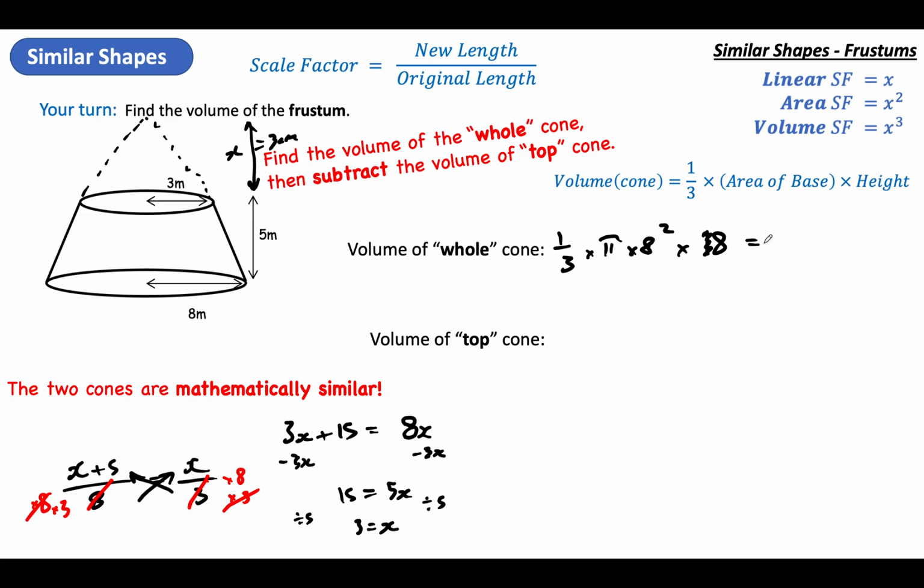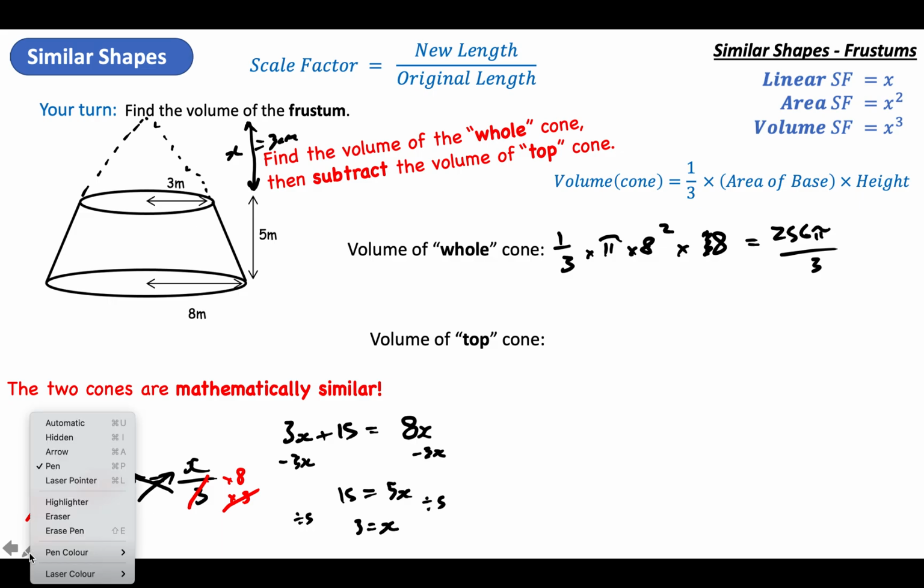I can't remember what 8 squared... oh, it's 256. I know what this is going to be. I'm going to write it down, then put it in my calculator. 256 pi over... oh, is it 512? It's 512, isn't it?